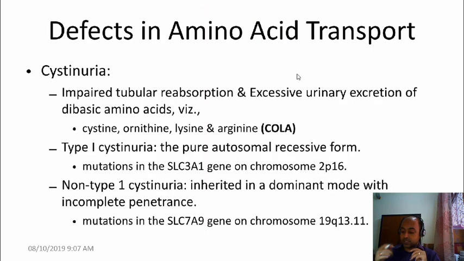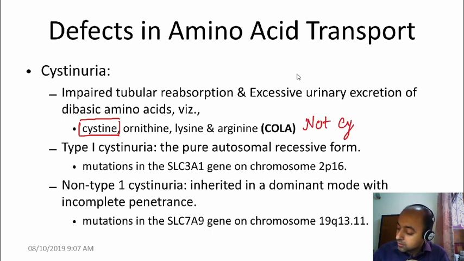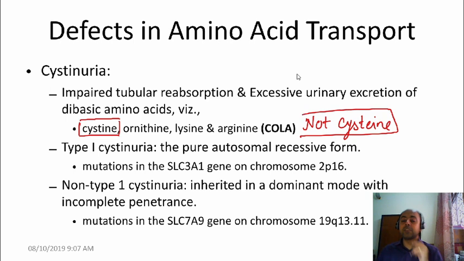The first in this list is cystinuria. What you have to note here, in cystinuria, the four amino acids lost in the urine, remembered by the name COLA, are cystine, ornithine, lysine, and arginine. This is not a spelling mistake, it is cystine and not cysteine. Please note that the name mentioned is not a spelling mistake. The amino acid which is lost is cystine. Cysteine is normally absorbed. The absorption of cysteine is normal. It is not lost.